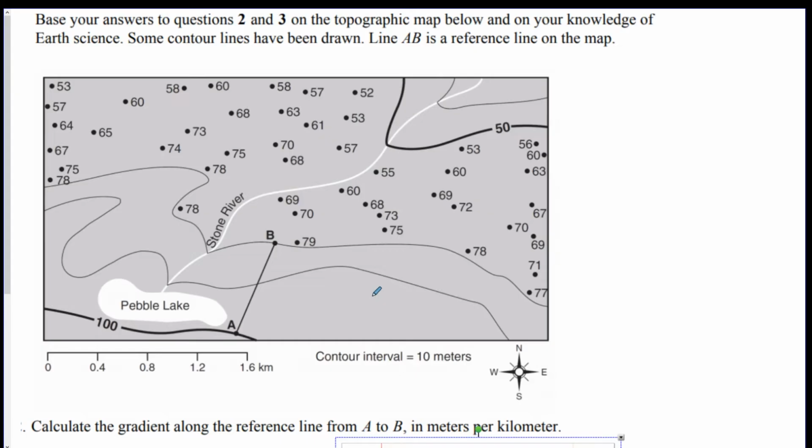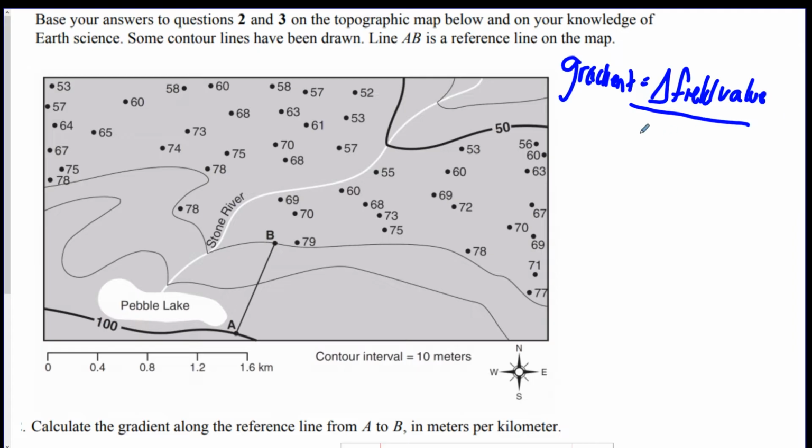So now if we go on to question 2, it says calculate the gradient along the line from A to B. Now, gradient, the formula is on the front of your reference table. So gradient equals change in field value, the triangle means change in, divided by the distance. It's just a rate of change formula, except gradient is the measure of steepness or slope.